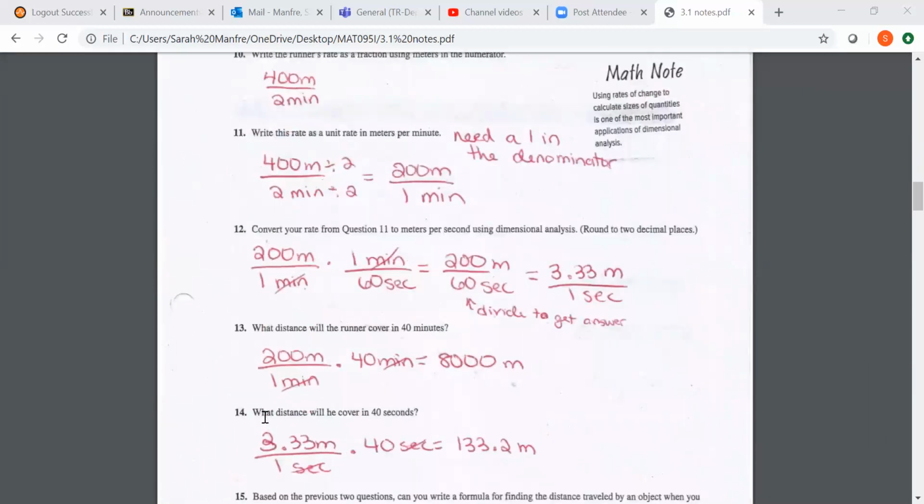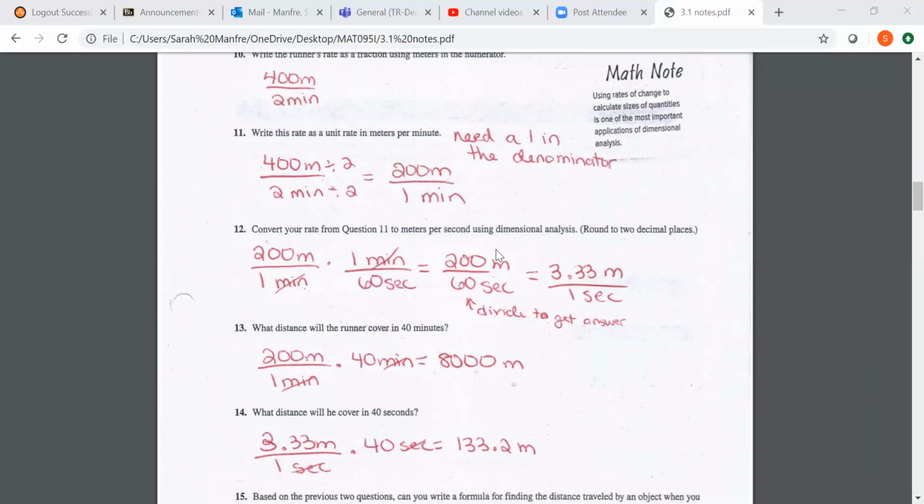Now, question 12 is bringing us back to unit 2, where we had to use dimensional analysis. So it says they want us to convert the rate from question 11 to meters per second. So to go from meters per minute, meters is going to stay the same. The only thing I have to convert is minutes into seconds. So that's where I got this from, 1 minute per 60 seconds. And remember, I had to put minutes on top because I had minutes in the bottom here, so we had to put minutes on the top so they would cancel.